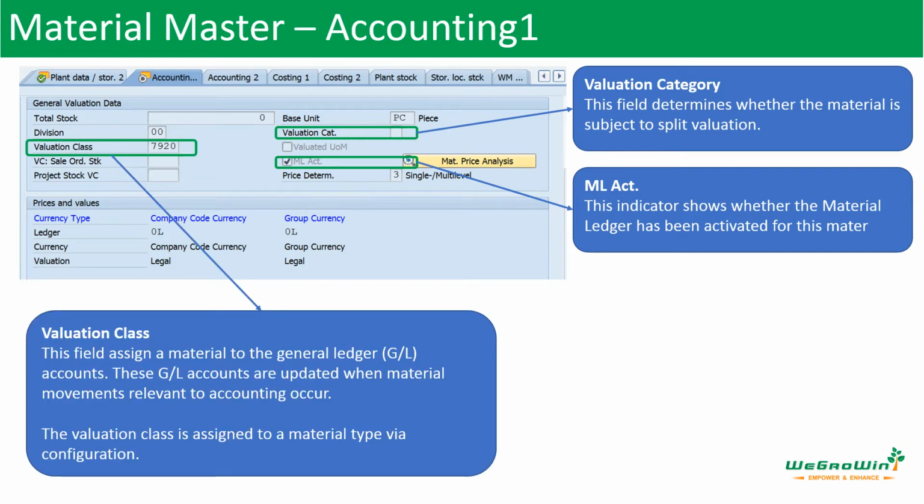And then coming to valuation class. Valuation class is the mechanism to assign a material to the general ledger, that is the GL accounts. The general ledger accounts are updated when the material movements are relevant to accounting. For example, all the raw material will be assigned to one general ledger account, all the WIP will be assigned to one general ledger account. Like that, which material has to go to which general ledger account is what is defined in this valuation class.